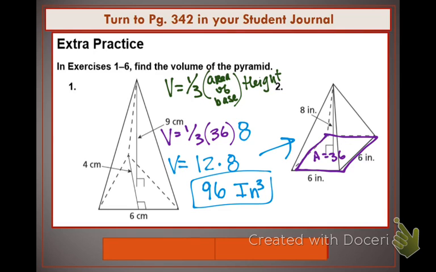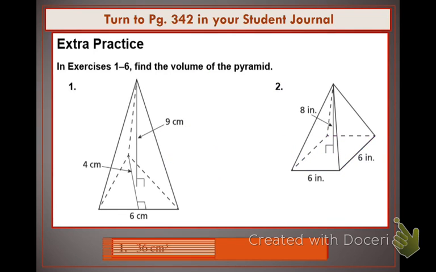So this was for this problem over here. Questions? Comments? Concerns? It's also in your student journal. These two. We good? Okay.